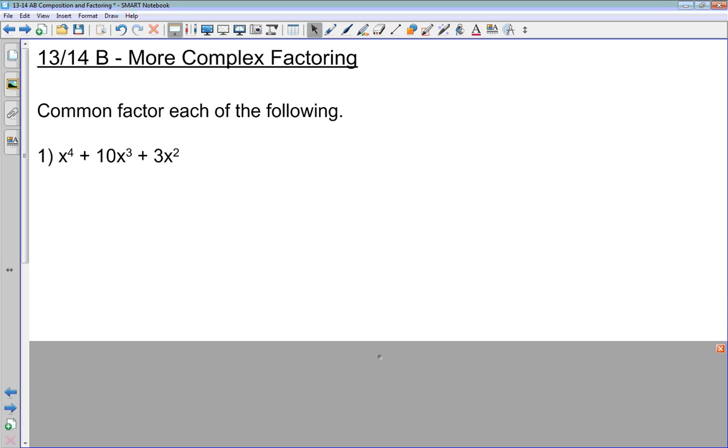We've got an expression here, x to the power 4 plus 10x cubed plus 3x squared, and we want to factor this. What can we factor out of each of these three terms? Yeah, we can factor out x squared. How do you know we can factor out x squared here? Well, each of these terms has a power of x: x to the fourth, x cubed, x squared. X squared is the lowest power of x that we see, so that's the one that we can factor out.